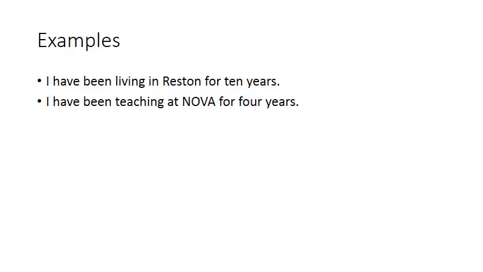So let's look at some more examples from real life. So I have been living in Reston for 10 years. Okay? The first event that happened is me beginning to live in Reston. And it has continued up until today, which is the second time. And it will probably continue into the future because it's incomplete. I have been teaching at Nova for 4 years. So the first event that happened was the beginning of teaching 4 years ago. And the second event, or the second time, is right now. And this is an event that is incomplete, that will continue into the future.